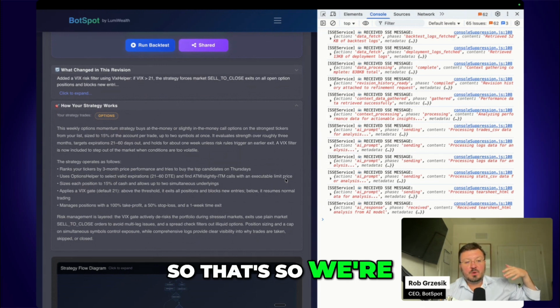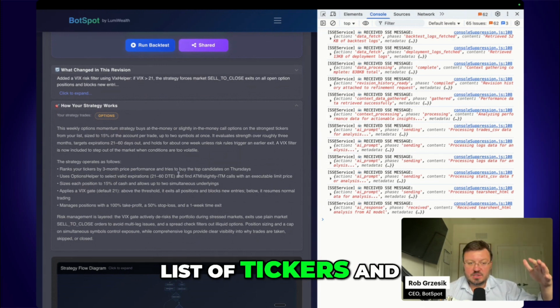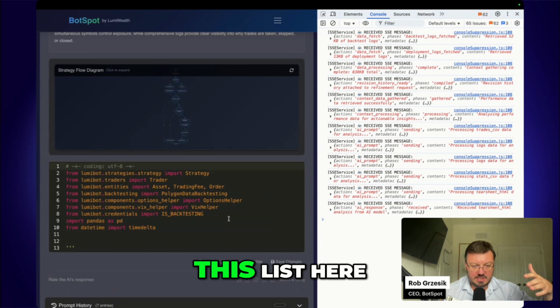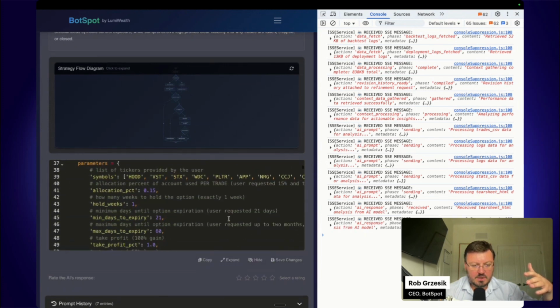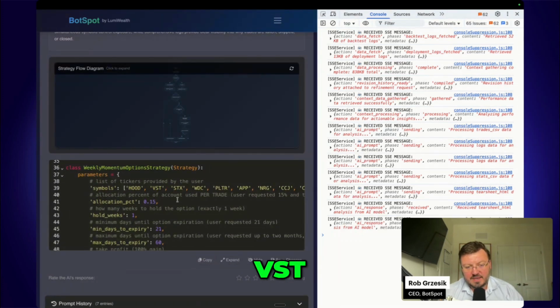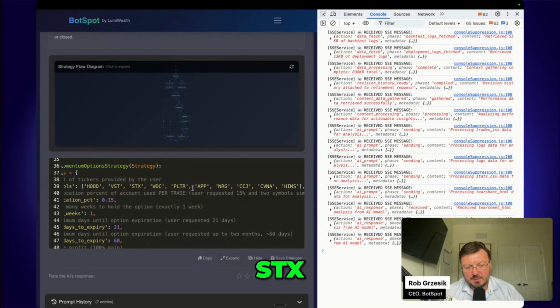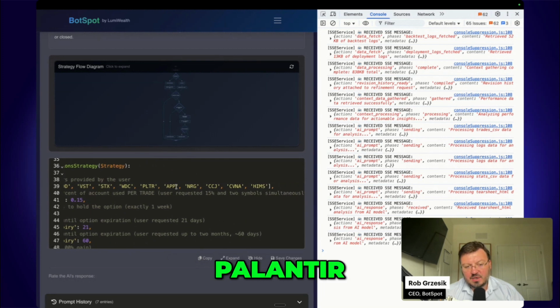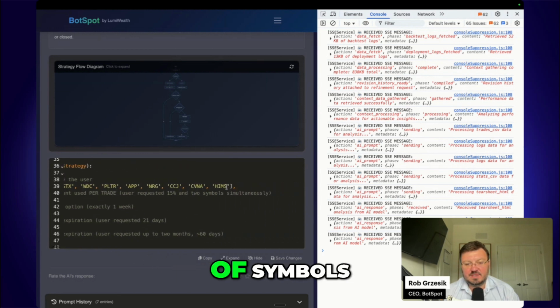So we're looking at a list of tickers, and we gave it this list. You can actually see this list here. So this is our list of tickers: HOOD, VST, STX, WDC, Palantir, APP, NRG, CCJ, Carvana, and HIMS. So that's the list of symbols.